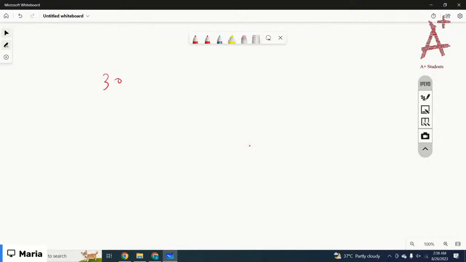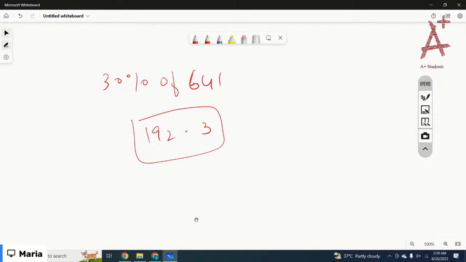You have to calculate 30% of 641. Let's just calculate. 30 over 100 times 641, that is 192.3. That means 192.3 were in British Columbia, right?